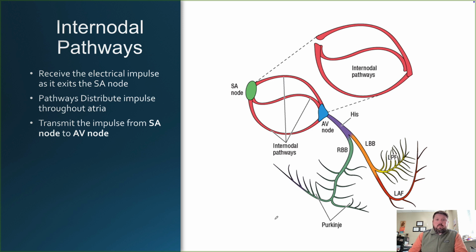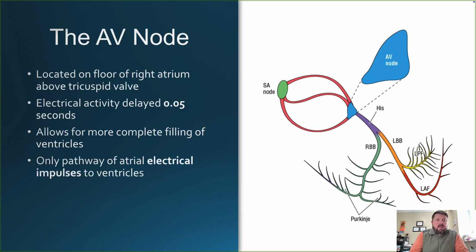So your internodal pathways, you note here, are actually conduction lines that go through both the right and the left atria. The atria have to conduct in syncytium, or at the same time, and so when that impulse is formed and released, it has to have a way to go through the atria so both the right and the left side can contract. So the internodal pathways actually transmit the impulse across the atria, and then they meet back at the AV node. The AV node is located on the floor of the right atrium above the tricuspid valve.